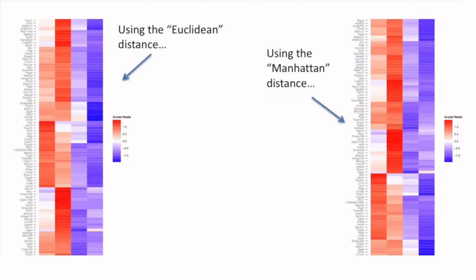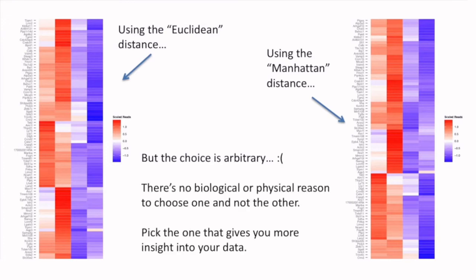Here on the left side is a heat map drawn using the Euclidean distance, and on the right side the same information is drawn as a heat map using the Manhattan distance. The heat maps are quite similar, but there are also a few differences. The choice of distance metric is basically arbitrary. There's no biological or physical reason to choose one and not the other. Pick the one that gives you more insight into your data.